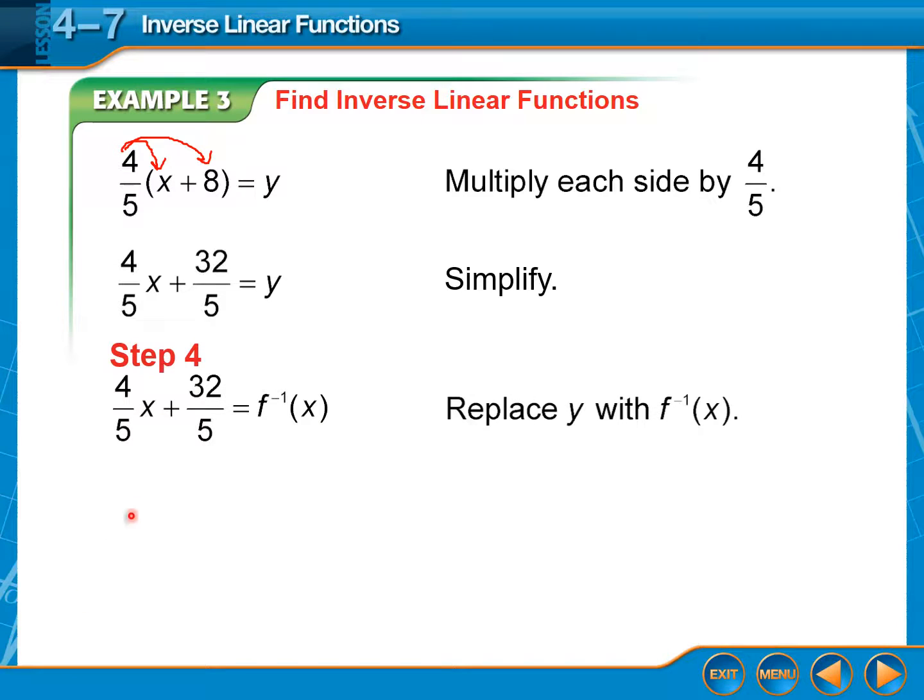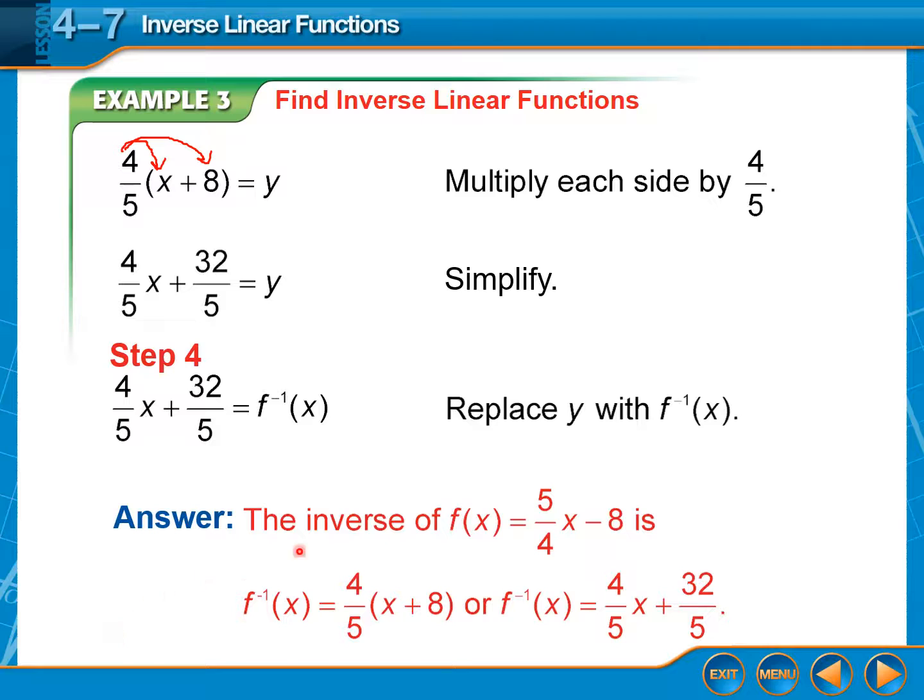My last step, replace y with the inverse function notation. So the inverse is 4/5 x plus 32 over 5. So if we started with our original function, 5 over 4x minus 8, the inverse of that function is 4/5 times x plus 8, or 4/5 x plus 32 over 5.